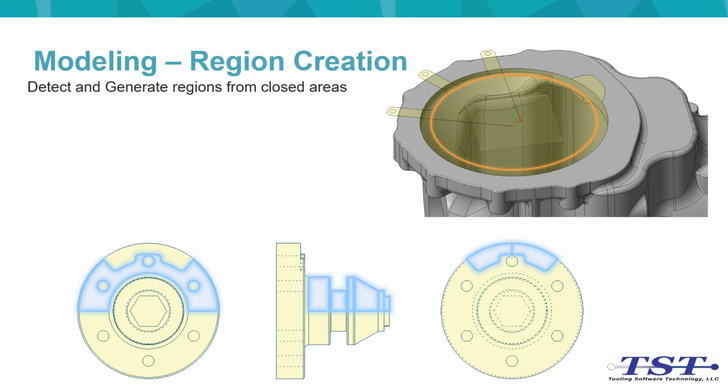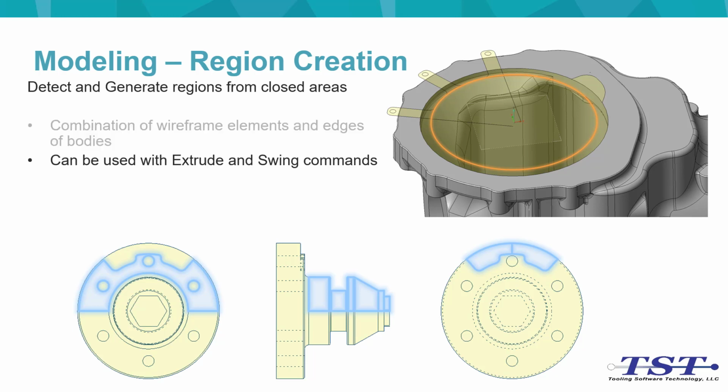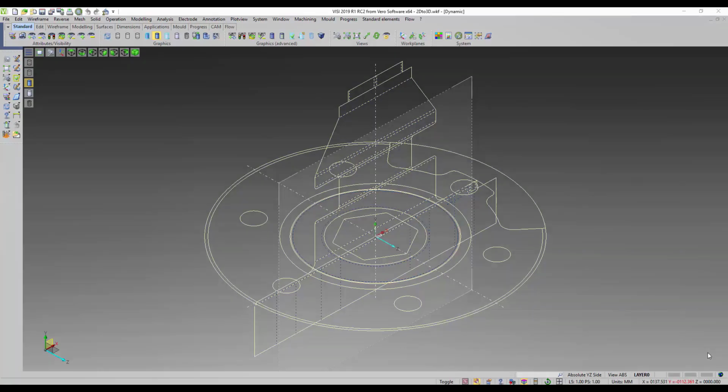And moving on. Next into modeling is region creation. This ability detects and generates regions from closed areas. The combination of wireframe elements and edges of bodies can then be used to extrude or swing those into solid elements. It's only active on the current work plane. Let's take a look here at this video.